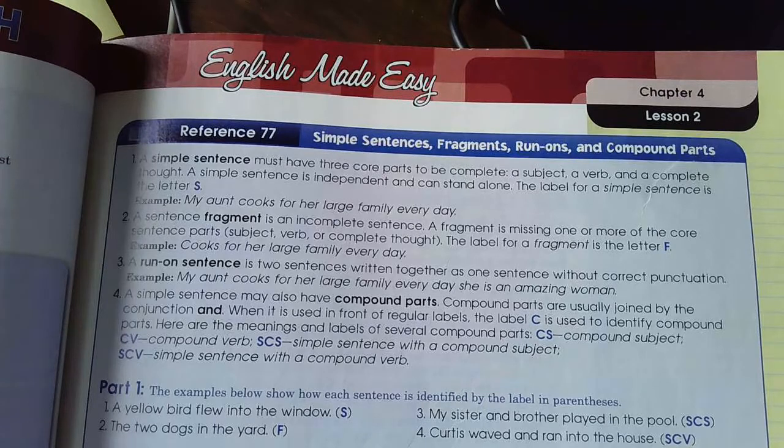Number 4, read it with me. Curtis waved and ran into the house. This is an SCV. It's a simple sentence with a compound verb. Notice where the and is. Waved and ran. One person doing 2 things.